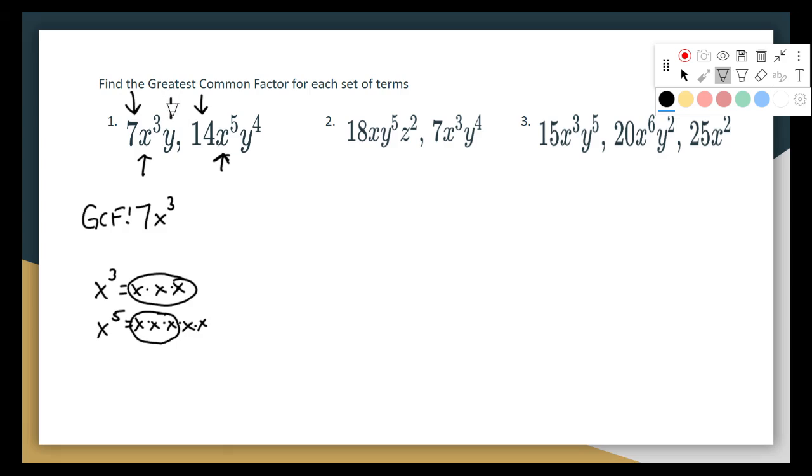And then finally, the y's. I have 1 power of y here. There's a 1 there on the exponent. You don't see it. And then 4 powers of y there. So they have in common 1 power of y. I'm going to take that 1 power of y out.